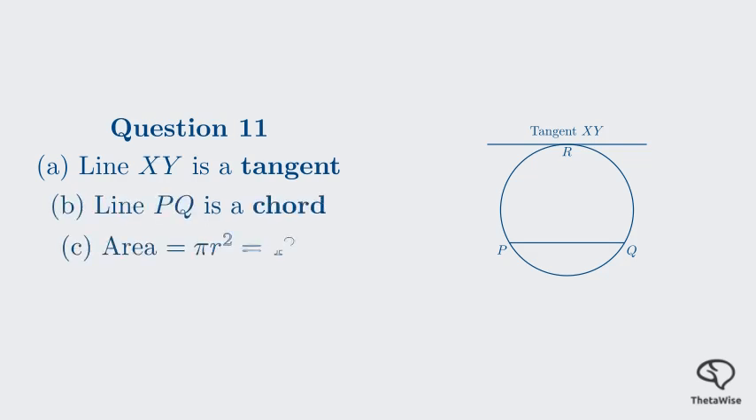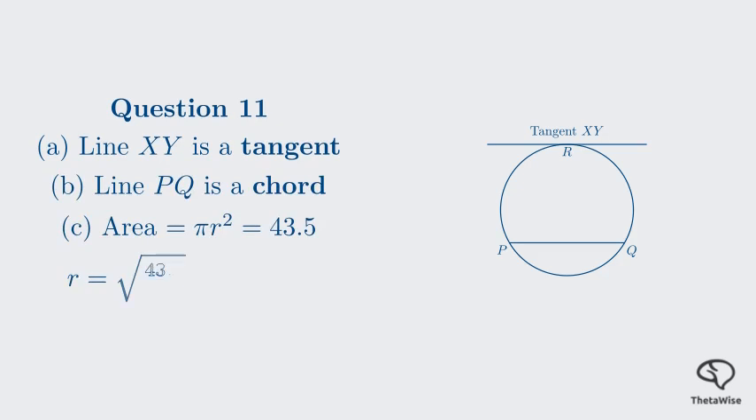For part C, we are given the area and need the radius. We use the formula area equals pi times radius squared. Rearranging to find the radius, we divide by pi and then take the square root. This gives approximately 3.72 centimeters.